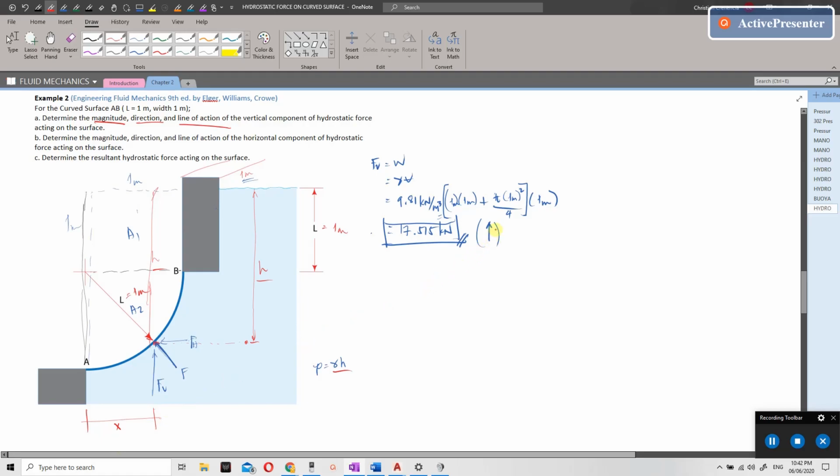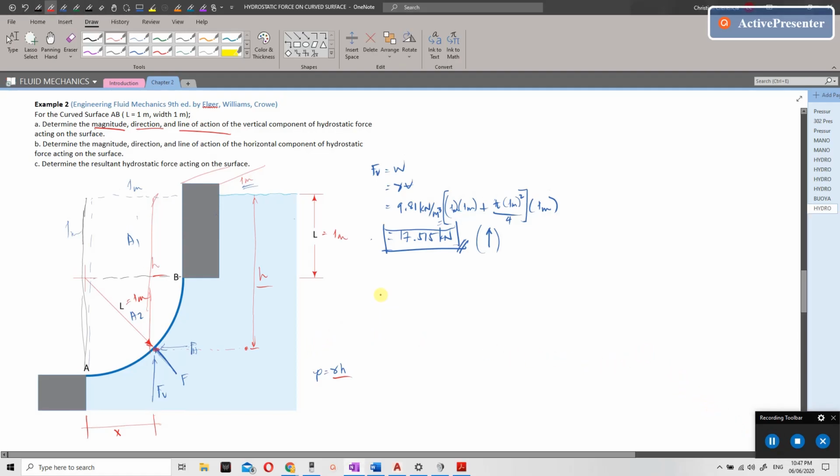Okay. So, we need to solve for the location of the vertical component of the hydrostatic force. To determine the centroid of this vertical component, we have two areas that we considered. The centroid of this square is somewhere here in the middle. Then for the quarter of a circle, let's say somewhere here.